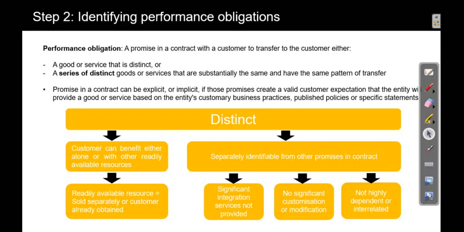So in this example of the software company, customization or modification was required, and integration services were required so that the software could work as per the customer requirements, and those were interrelated and interdependent. Hence, those two were not considered to be distinct services.